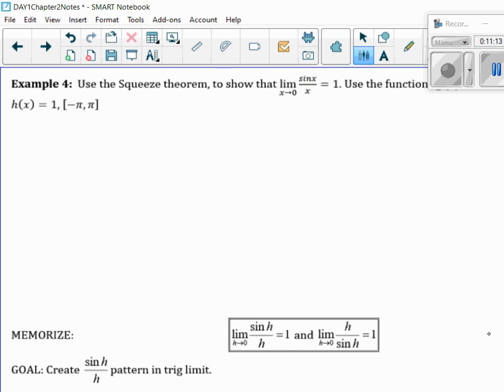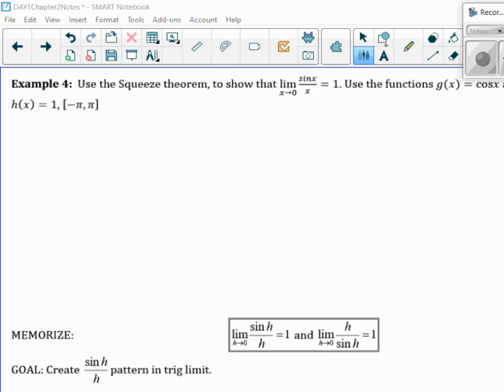Oh, yeah. Important. We're getting to an important part. The title for this lesson was Squeeze Theorem and special trig limits. And this is a special trig limit that you need to, again, put into your memorization. So I'm just going to show you, using the squeeze theorem, that the limit of sine x over x is equal to 1.